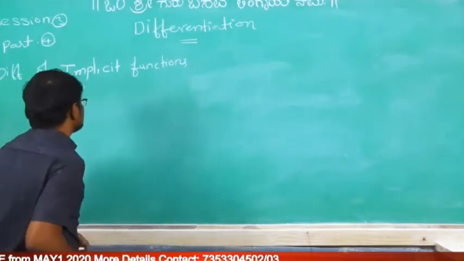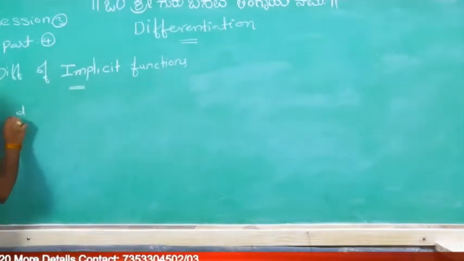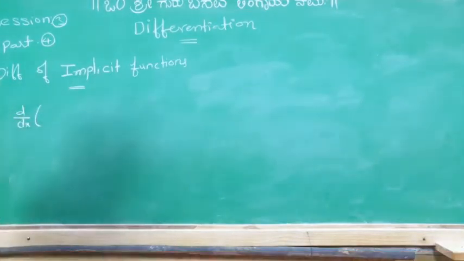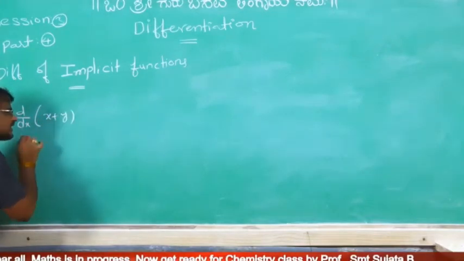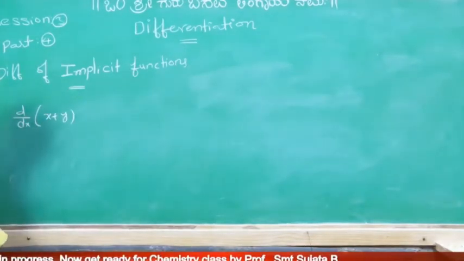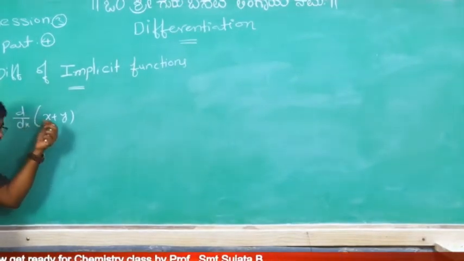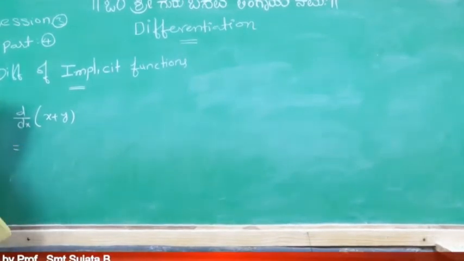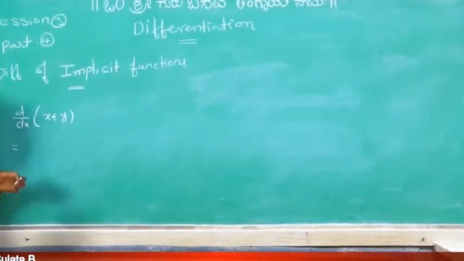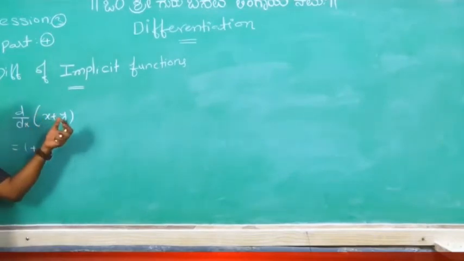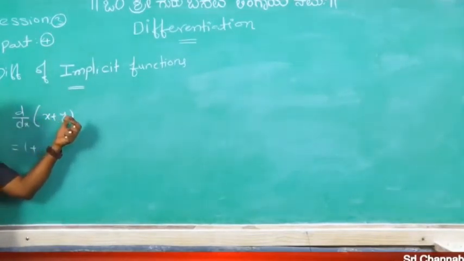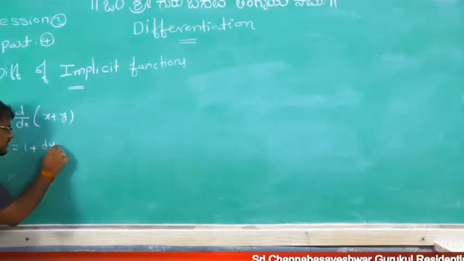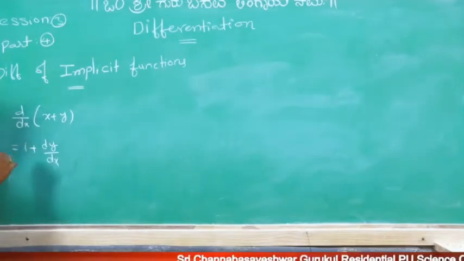Before this, see some basic examples. Differentiation of x plus y. Once again listen, we are doing the differentiation with respect to x. So differentiation of x with respect to x is 1, plus differentiation of y. Here the variable is y, so differentiation of y with respect to x is dy by dx. Like this we will write.